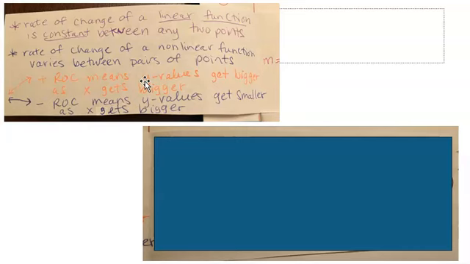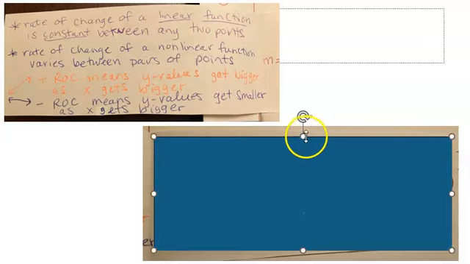You should also remember that when you have a positive rate of change, this means your y values are getting bigger, which means your graph is increasing from left to right as x gets bigger. If you have a negative rate of change, this means your y values are getting smaller as your x gets bigger, which means your graph is going down or decreasing from left to right.